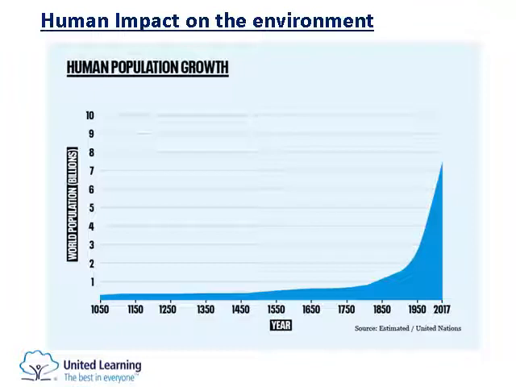So what we didn't talk about really as part of the last topic is the human population. So you've got a graph going from the year 1050 to 2017. What you can see is that the human population was actually quite low until relatively recently. So we're looking at about 1850 where it started to exponentially increase. And we know that that's because of the Industrial Revolution.